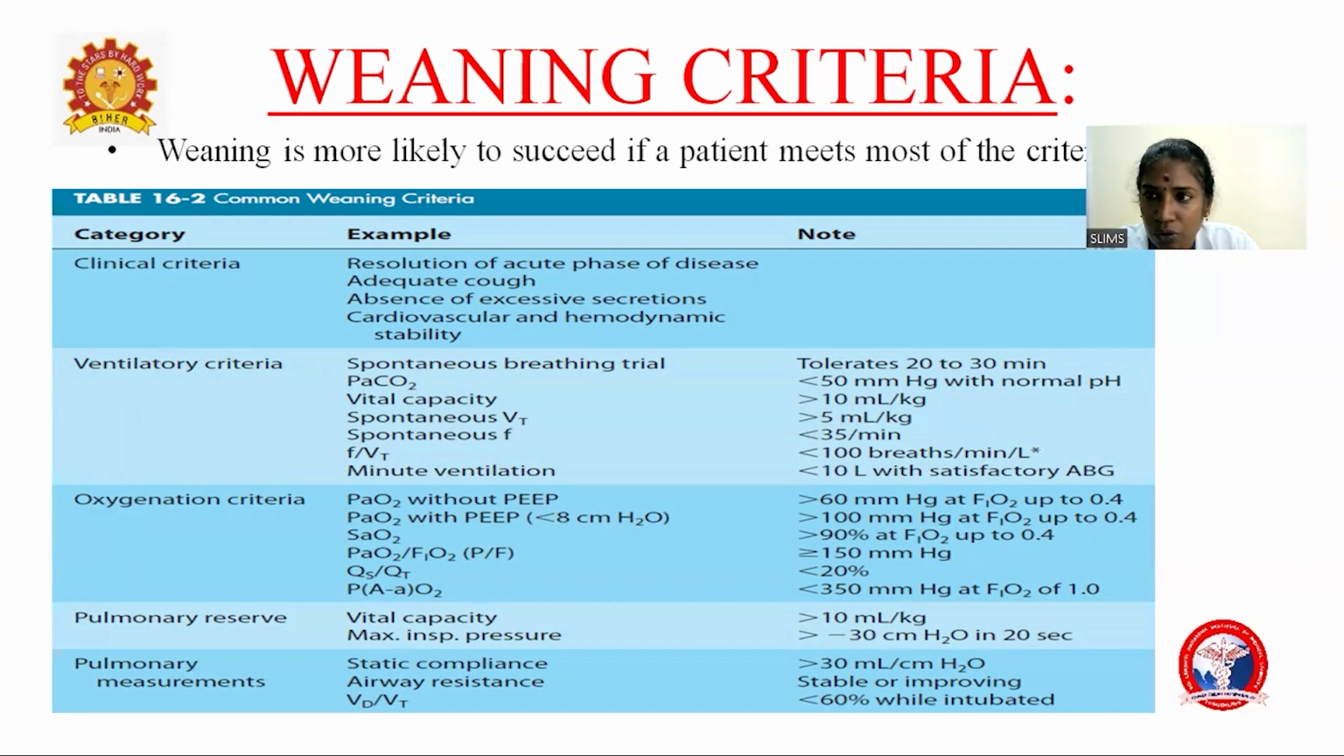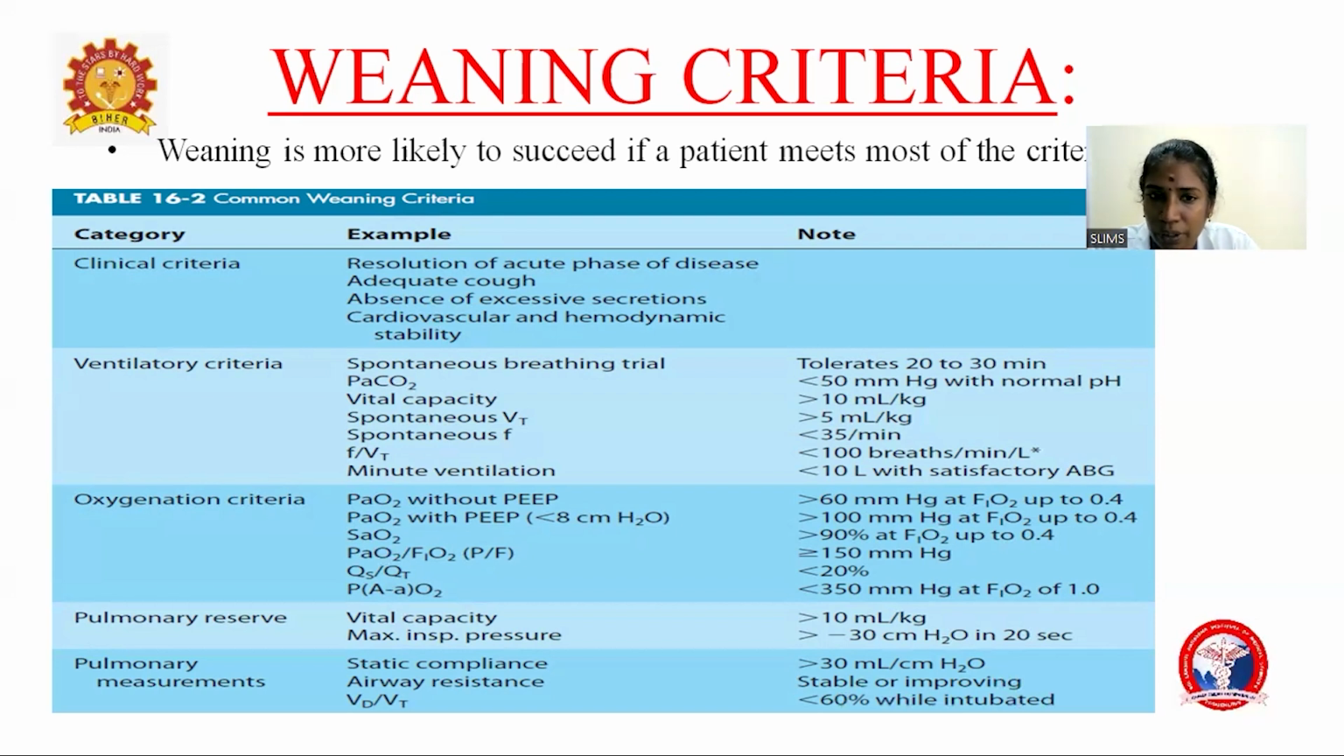In ABG, we should look for it. If the PaCO2 is less than 50 millimeter of mercury, then we can do the trial. And the vital capacity should be more than 10 ml per kg. And the spontaneous VT should be more than 5 ml per kg. Then the minute ventilation should be less than 10 liters with a satisfactory ABG.